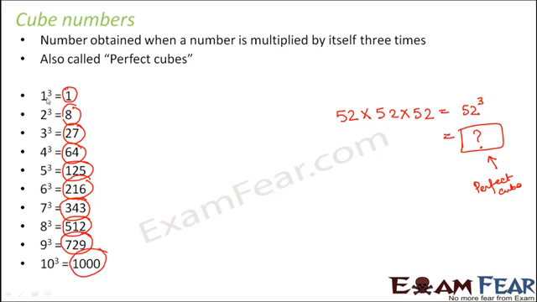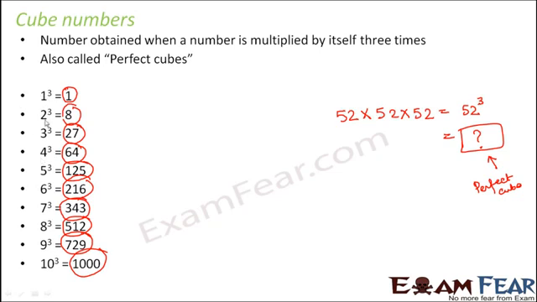Now you might ask that 1 is like the first perfect cube, and after 1 you have 8. So what happens to the numbers that exist in between, like 2, 3, 4, 5, 6, 7? Now all of these numbers are not perfect cubes, because you are cubing the numbers consecutively, one after another.